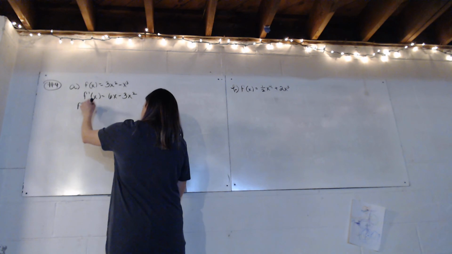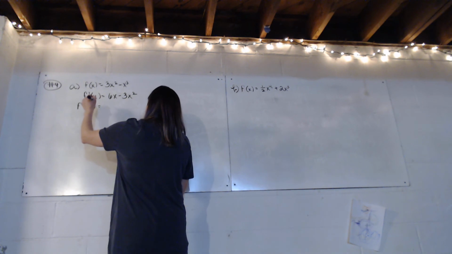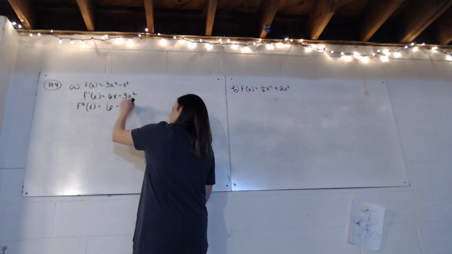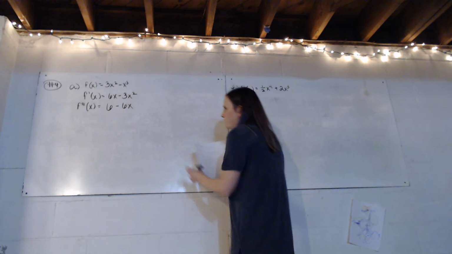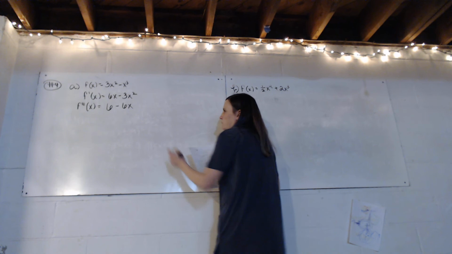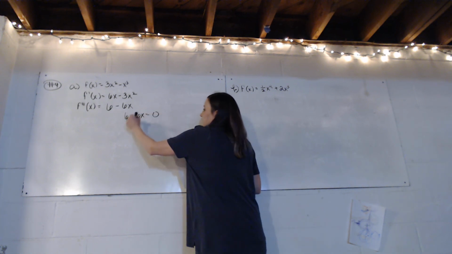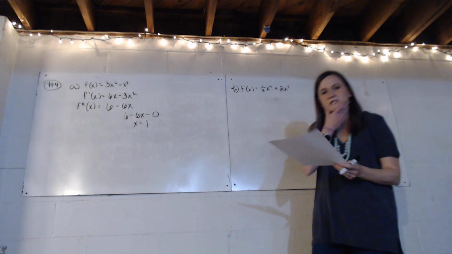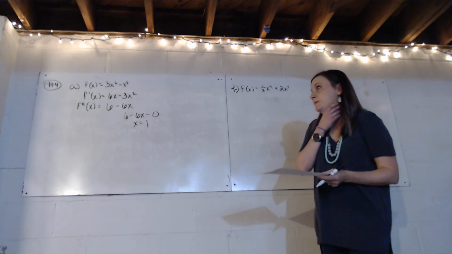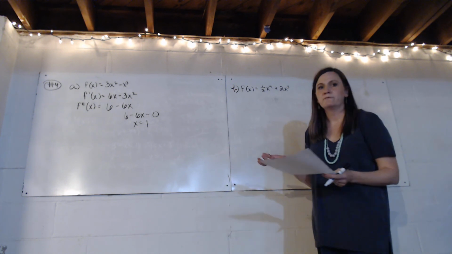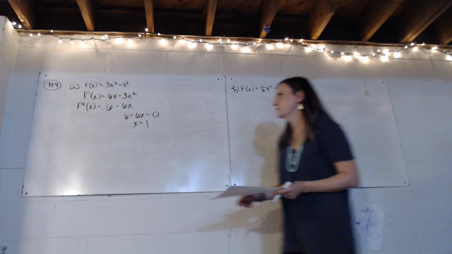of this function is 6 minus 6x. Okay. So we want to find where 6 minus 6x is equal to 0. That gives me my point of inflection, and that happens when x is equal to 1. So my point of inflection is 1. And what we do is we build intervals with our points of inflection, just like we did with the critical points in the last problem.